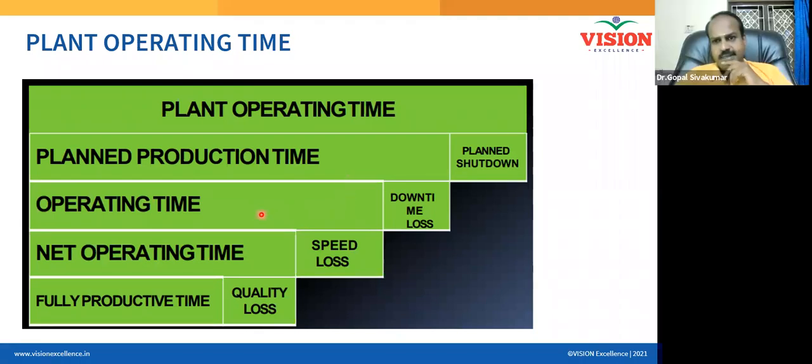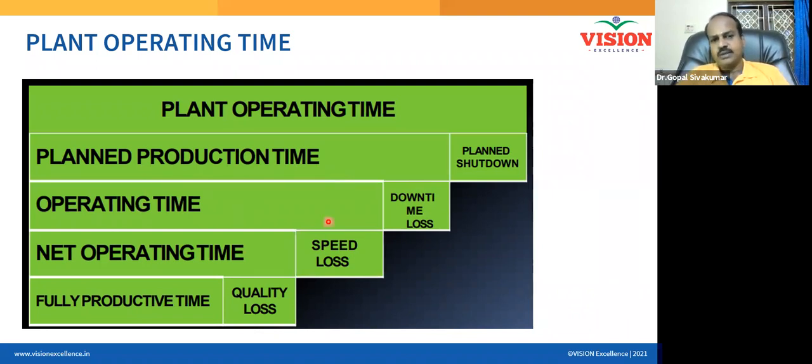So operating time you can obtain from the planned production time. Planned production time minus unplanned shutdowns of the machine, right? Any unplanned downtime should be subtracted from the planned production time. The result is called what? Operating time. This diagram is self-explanatory, right?